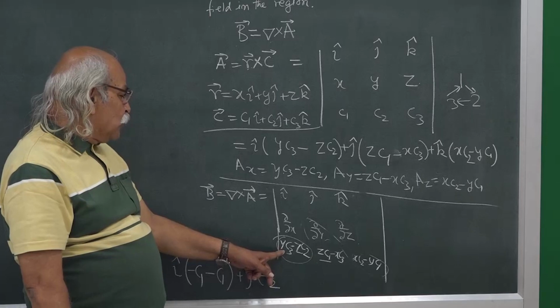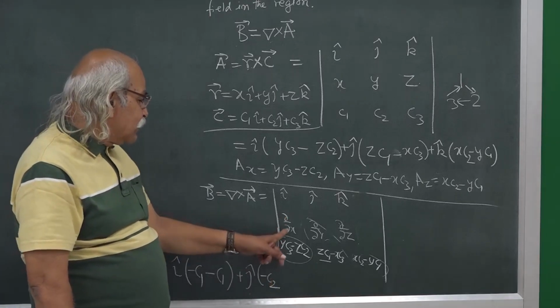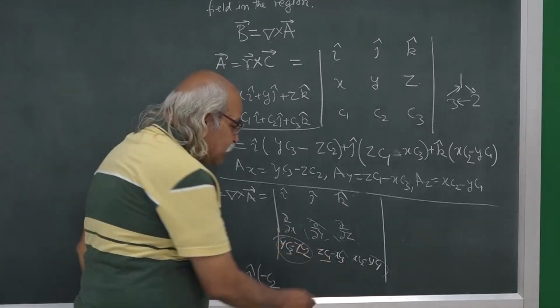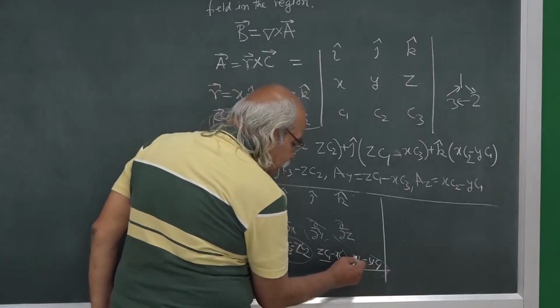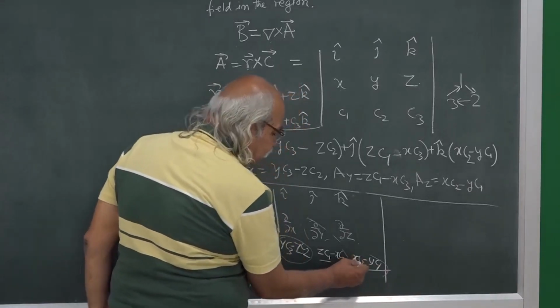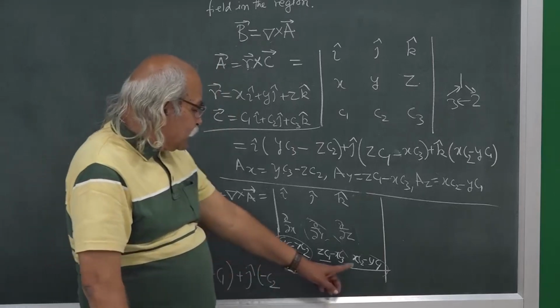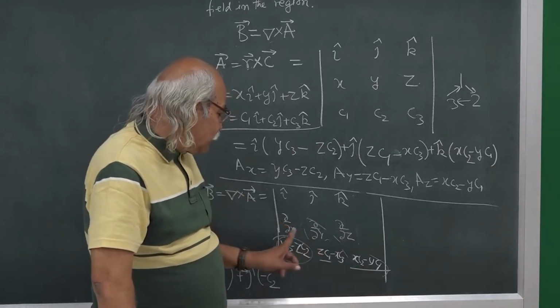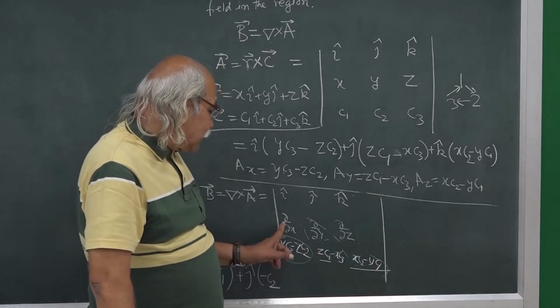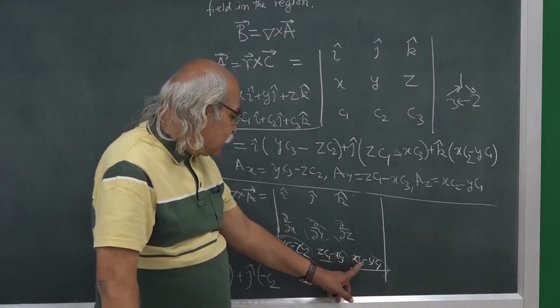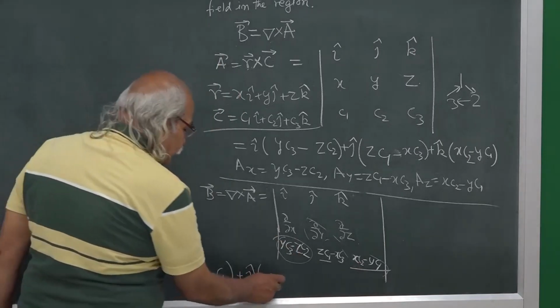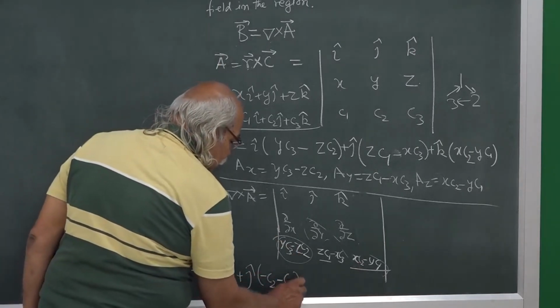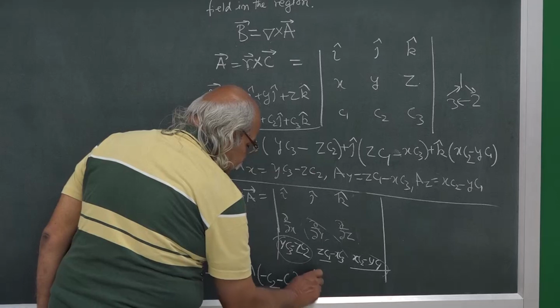Then we have to do minus del/del x of this. So differentiate this with respect to x. Differentiate with respect to x, you get C2 from here and 0 from here. You are differentiating with respect to x. So C2 here and 0 here. So it is minus C2, plus k cap.